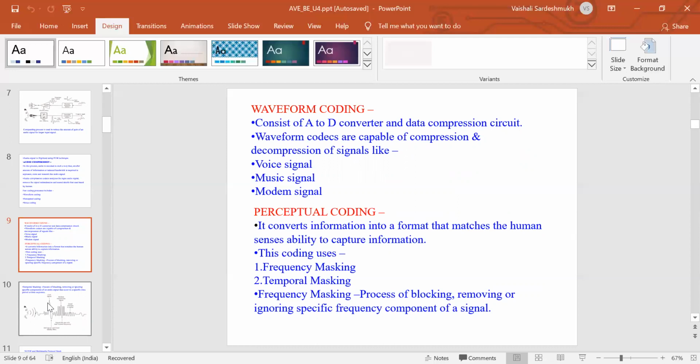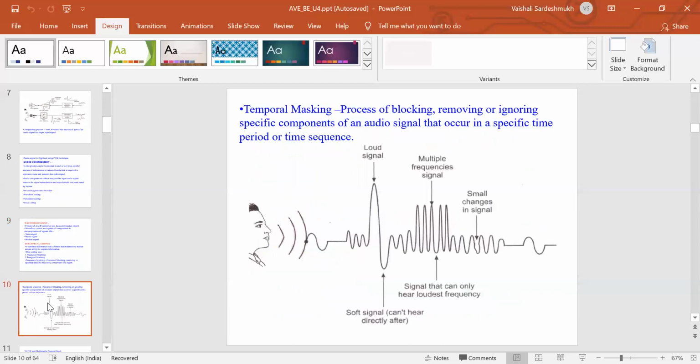Perceptual coding converts information into a format that matches the human senses. Human senses can be visual senses or audible senses. This coding uses frequency masking and temporal masking. Temporal masking is a process of blocking, removing, or ignoring a specific component of an audio signal that occurs in a specific time frequency or time sequence. In the figure, you will observe that a particular loud signal, a multiple frequency signal, or small changes of signal can be ignored, blocked, or removed by using this temporal masking.